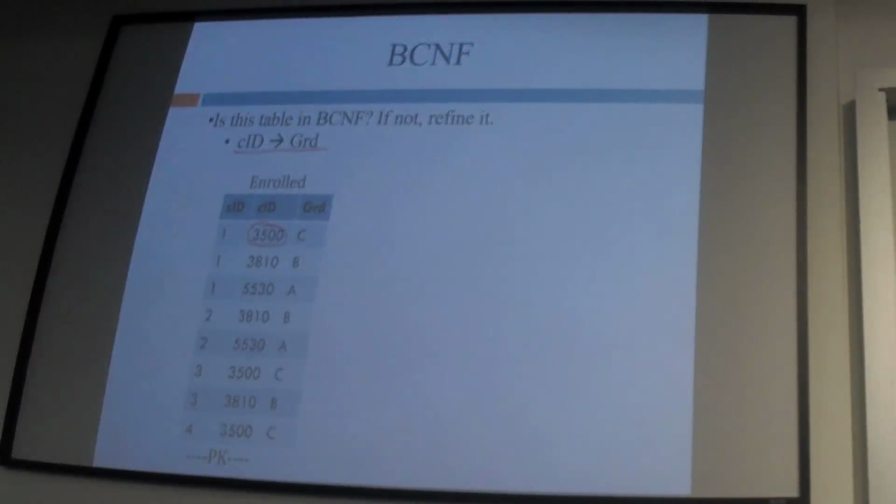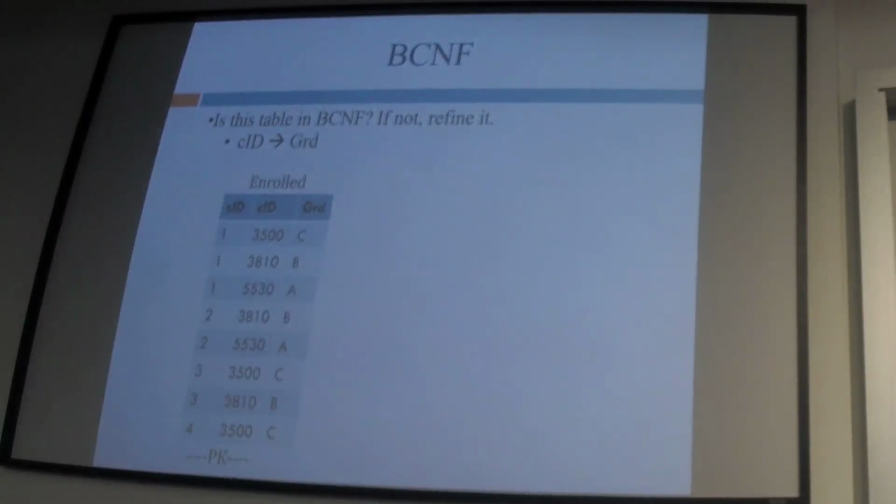So 3500, all of those students earned a C. 3810, all of those students earned a B. Databases, everyone earns an A. This is fictional. Okay, so the functional dependency holds. Is it in Boyce-Codd normal form? And I've told you what the primary key is. It's the combo of SID, CID.